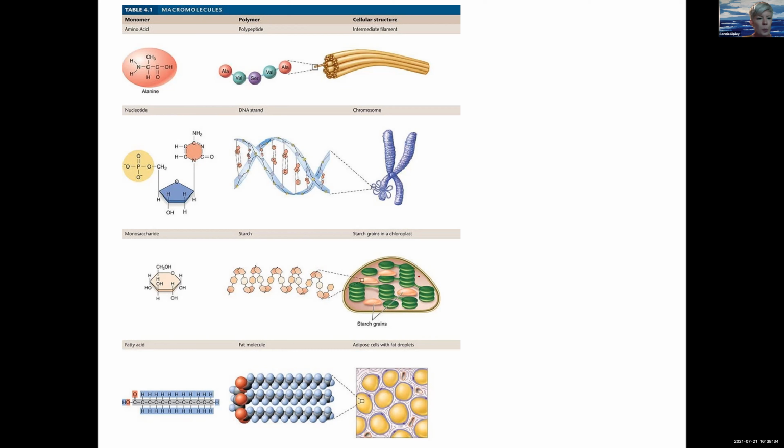The last group of biological macromolecules is lipids. An example of a lipid is shown in this figure. It has a subcomponent or subunit called a fatty acid. Often we talk about those fatty acid tails.